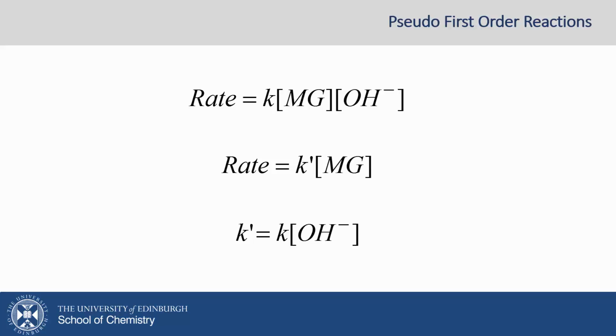Comparing the two expressions, we can see that K' is equal to the product of the true second-order rate constant K and the initial hydroxide ion concentration. This itself is a simple linear relationship, and hence a study of the scale of the pseudo first-order rate constant with respect to hydroxide ion concentration will yield a linear relationship whose slope is the true second-order rate constant K. This approach, imposing pseudo first-order conditions and then determining second-order rate constants, is a very common one in experimental kinetics.